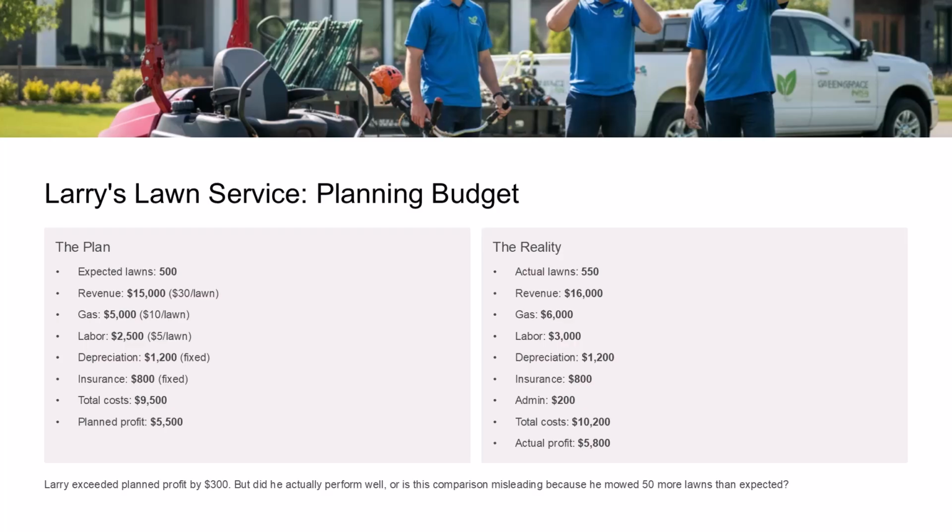Labor was budgeted at $2,500. Actual was $3,000. Another $500 unfavorable. Those variances make it look like Larry has cost control issues. But does he? Or did those costs go up simply because he mowed more lawns? You can't tell from a static budget comparison. That's the limitation in action. We need to flex the budget to see the truth. Let's do exactly that on the next slide.